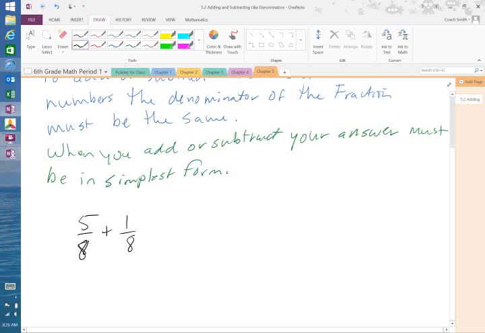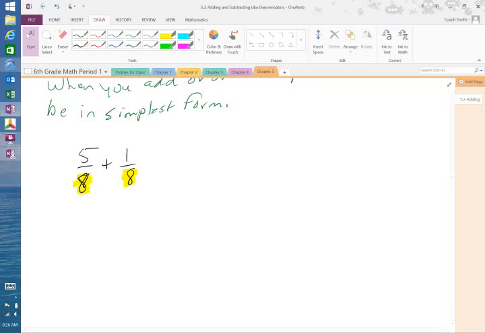5/8 plus 1/8. Now, what we're talking about is the denominator. Those two numbers have to be the same. That's the denominator. In this case, they are the same. They're both 8. So therefore, how you add those two numbers together is you simply do this: 5 plus 1 over 8. When we're adding, you add the top numbers, but the bottom number stays the same. We don't take 8 plus 8 and get 16. We just have 8 and 8.